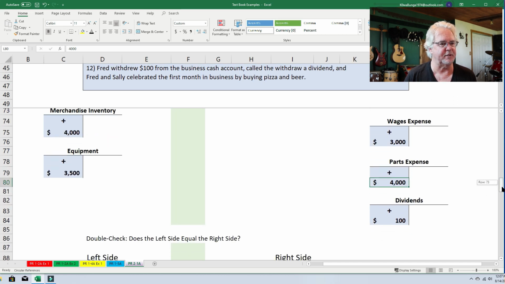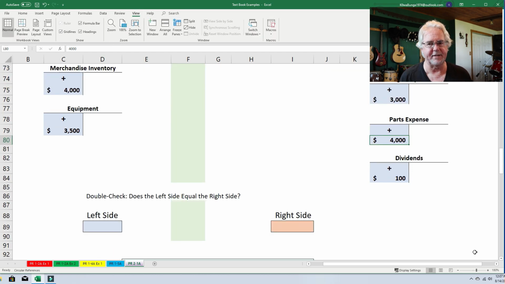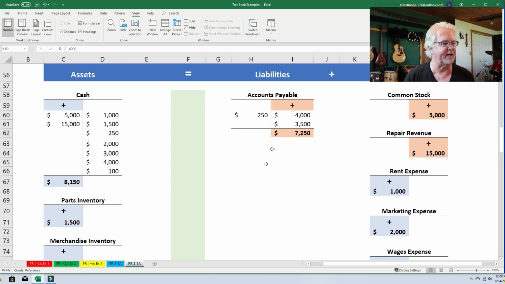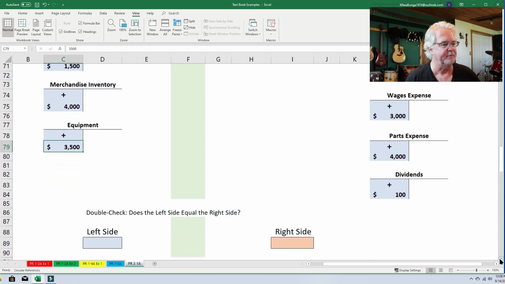All right. So what I'm going to do is, for a moment, I'm going to remove this split here. We're going to double check and make sure the left-hand side, that is everything on the left-hand side of this green strip here, equals everything on the right-hand side. So what you do is you simply add up all the balances. So cash has a balance of $8,150. Parts inventory, $1,500. Merchandise inventory, $4,000. Equipment, $3,500. All you do is add them up. Now there's nothing else, but that's all there is.